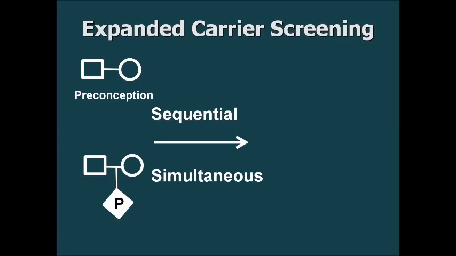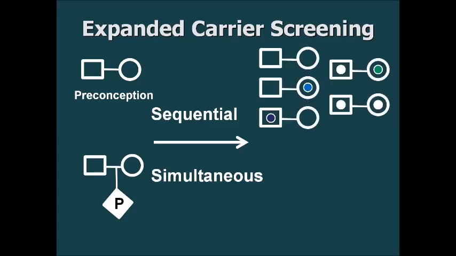Simultaneous screening refers to screening the couple at one time and then establishing a risk of an affected fetus over a shorter time frame. There are advantages and disadvantages of either approach, and we won't go into these in much detail, but I think we all recognize the advantages and disadvantages when we think of single gene screening, such as has been performed for cystic fibrosis and spinal muscular atrophy.